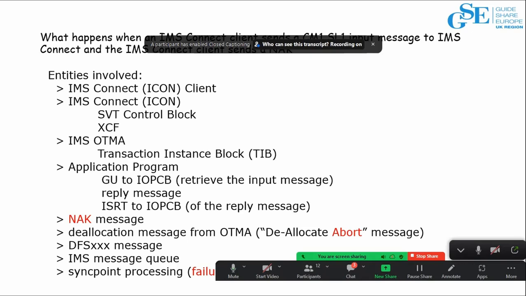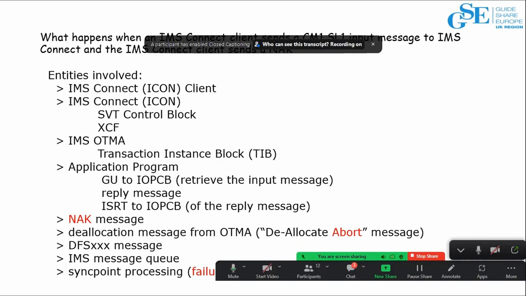So OTMA will process the failed sync point, and again, the protocol is the same. It sends the DFS x66 message and deallocate abort message to IMS Connect through XCF. OTMA will delete the TIB control block. The phase 2 sync point will fail at this point, which in effect means that the application program will abandon at this point in time.